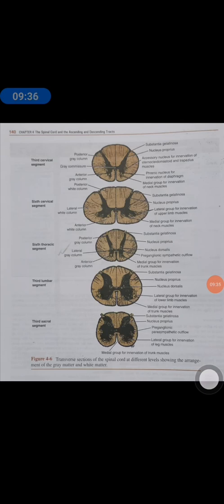So the posterior horn contains sensory neurons and is divided into four groups: the substantia gelatinosa, which carries exteroceptive sensation, that means pain, touch and temperature; the nucleus proprius, which carries proprioceptive sensation; the nucleus dorsalis, which also carries proprioceptive sensation; and the visceral afferent nucleus, which carries touch, pain and temperature from the viscera.